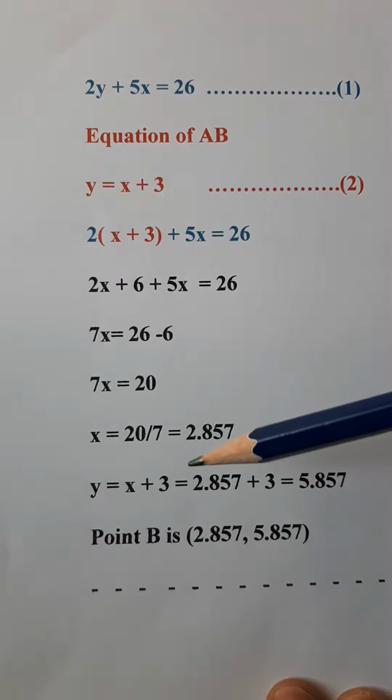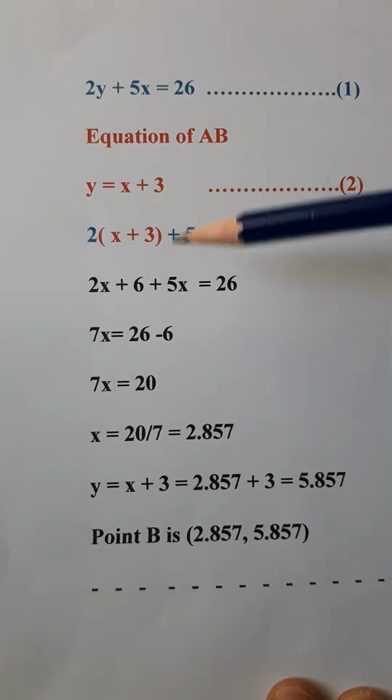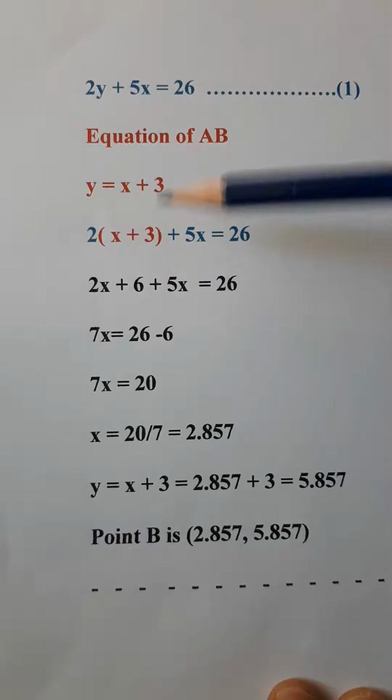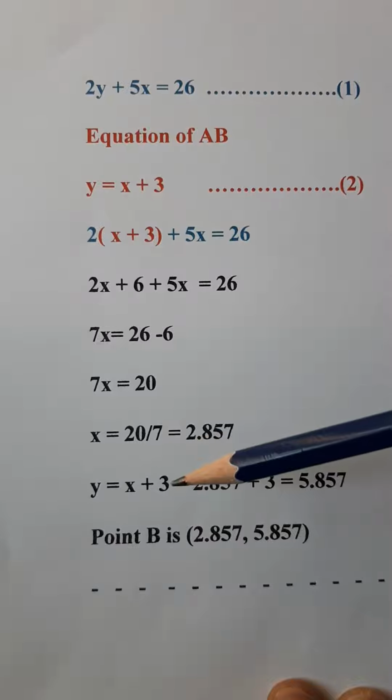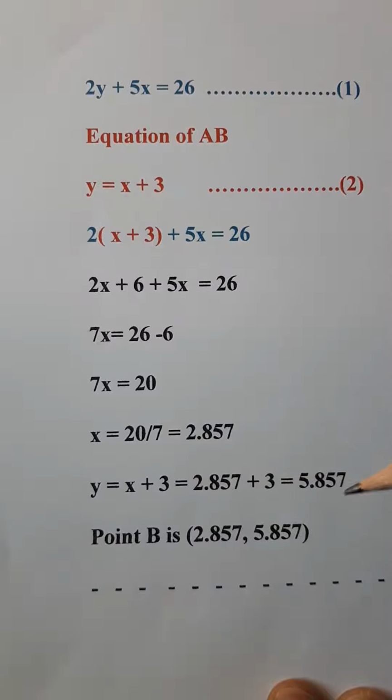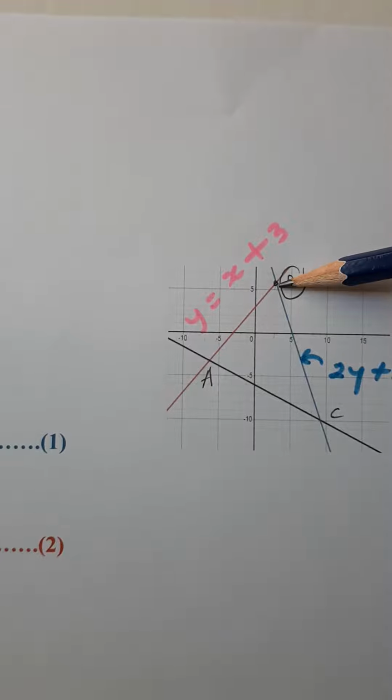When we know the x value, we can put it back in one of these equations. I pick the simplest one, y equals x plus 3, then we can find the corresponding y value. So now we know the point B. That means this point. We know the coordinates of this point B.